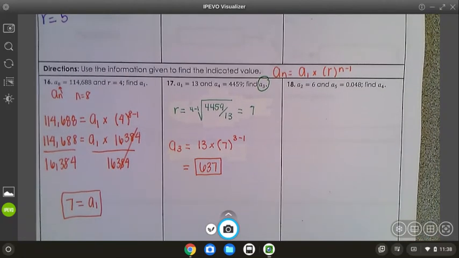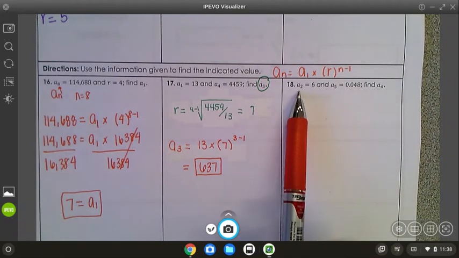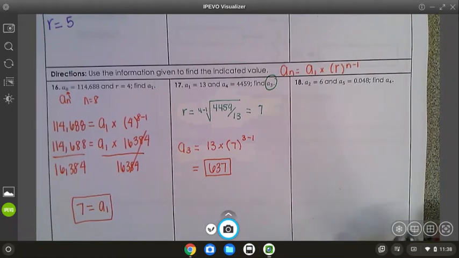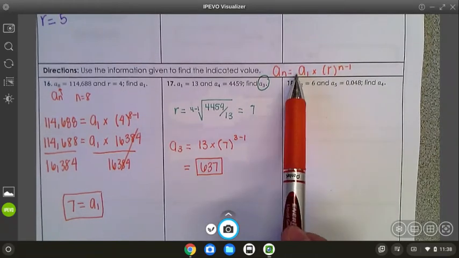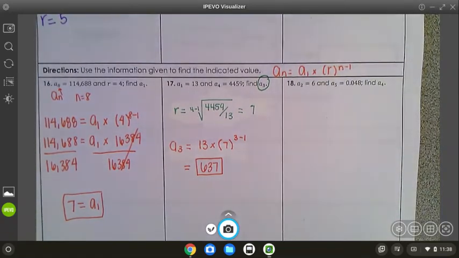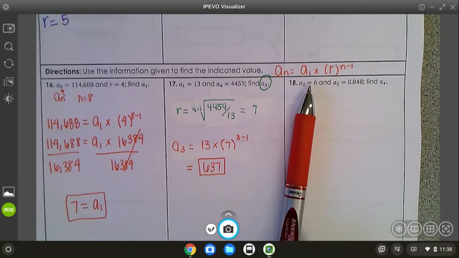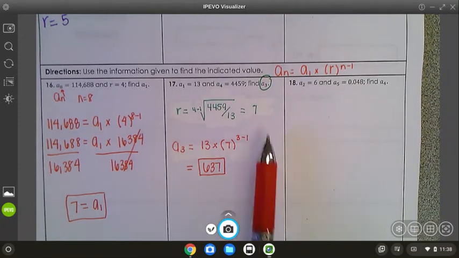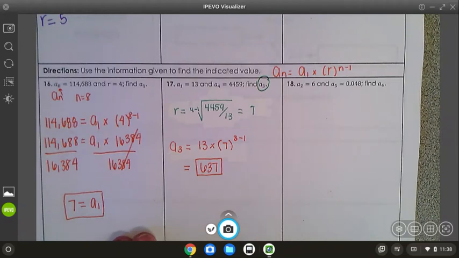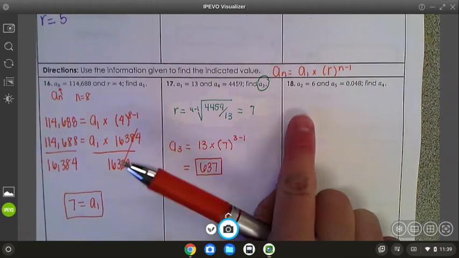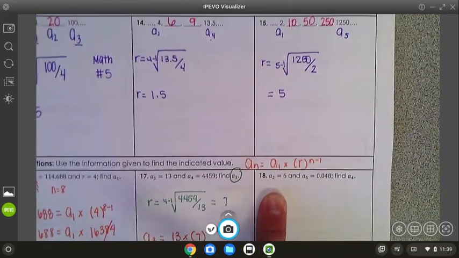Number 18, we have the second term, the fifth term, and we're finding A4. So this one, if we look at our formula, we're really missing two things. We don't know A1, we don't know R. There are a few different ways that we could go about this. We could kind of do like what we did here, but with an extra step. So we basically would combine these two problems. That's going to be a little bit longer of a way to do it. We could turn this problem into one just like up here.